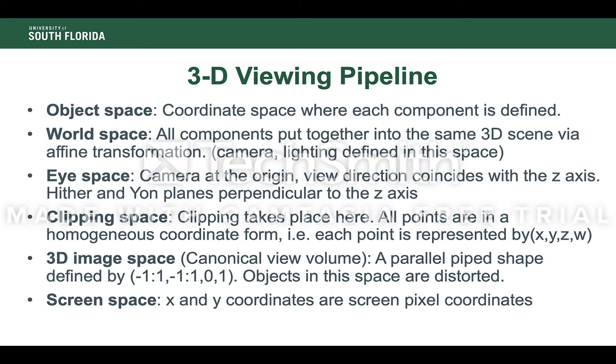Then the clipping space is the space where clipping takes place, and you convert all the points into homogeneous coordinate form, which are represented using X, Y, Z, and W. The 3D image space is a canonical view volume, a parallelepiped shape defined by these coordinates, and the objects in the space are generally distorted. And the final one is the screen space, which is the device space where there are X and Y coordinates as screen pixel coordinates.